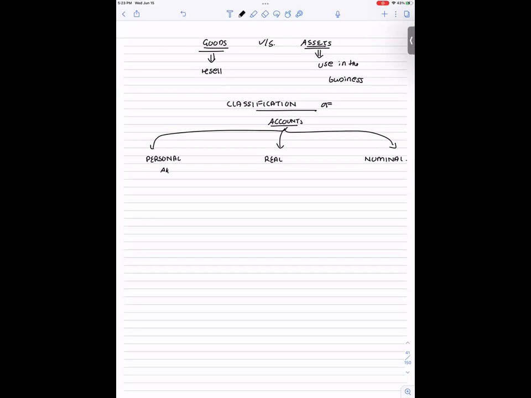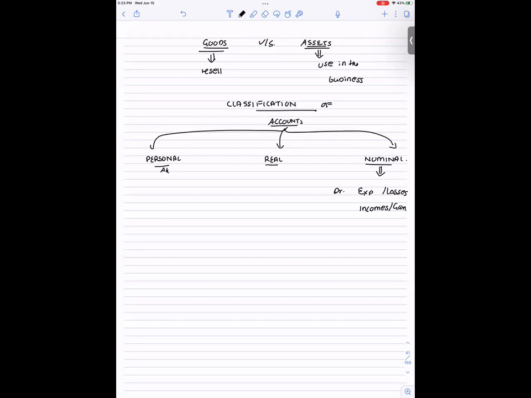Every type of account has its own rules of debit and credit. What is the rule for nominal account for debit and credit? Debit expenses, losses, credit incomes and gains. So nominal account will have all expenses, losses, incomes and gains. Do you all agree with me?